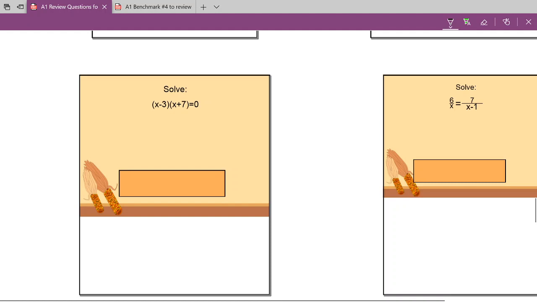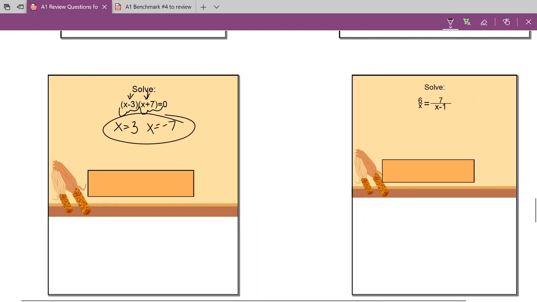All right, I'll just quickly go through some of these last ones here. To solve this for 0, I know that this first part has to be 0 or the second part, so we find both. So x could be 3. That would make this part 0. Or x could be -7. That would make this part 0. So those are my 2 solutions.